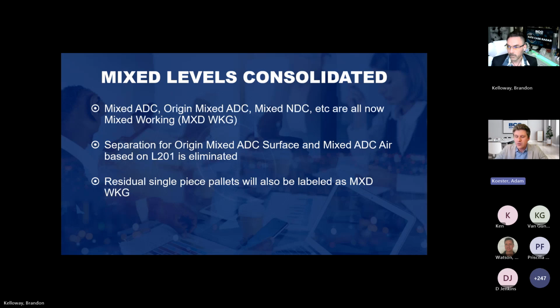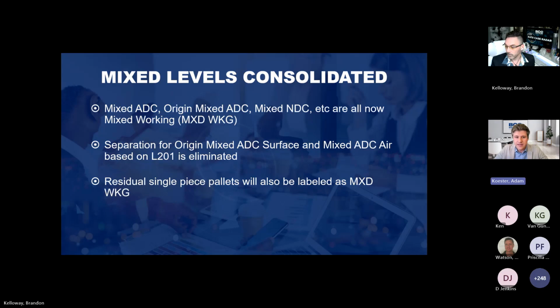There's not a ton that's changing with the sortation on these, but you will see changes on your labels, for example, or on your pallet placards. The previous way of labeling those has now been consolidated into a single static line on the label, calling those things mixed working. There's no longer any requirement on those labels for what origin facility you're working with to label them to that facility.